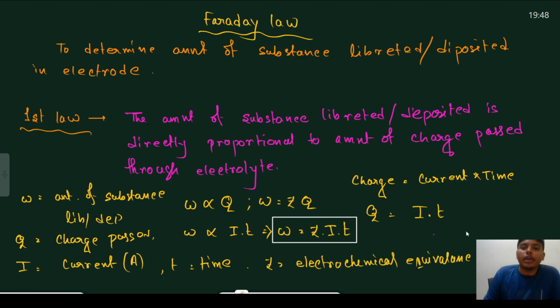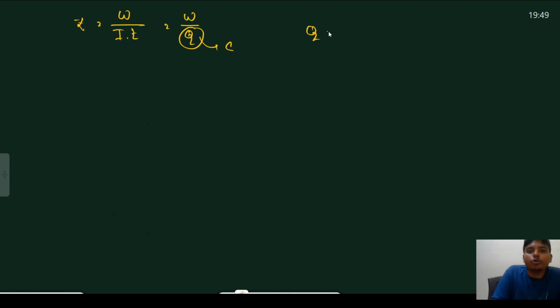Before going to the question, did you understand what Z is? What is Z? Z is equal to W by I into t, or W by Q. Now, what is the unit of Q? Coulomb. So if Q is equal to 1 coulomb, then Z is equal to W.